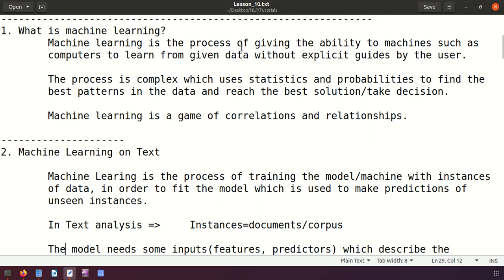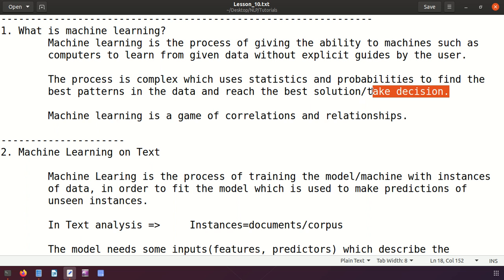Machine learning is a process of giving the ability to machines such as computers to learn from given data without explicit guides by the user. So this is called machine learning. Now the process is complex, which uses statistics and probabilities to find the base patterns in the data and reach the best solution or take a decision.